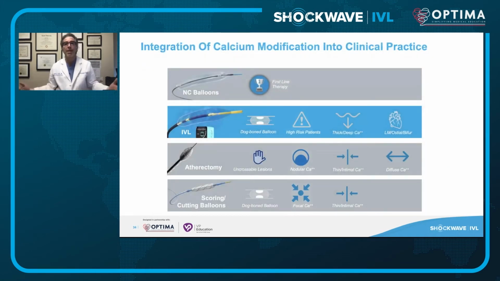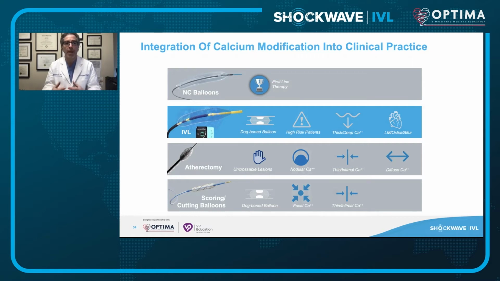So in summary then, how should we integrate calcium modification into clinical practice? I've just highlighted here the different technologies. NC balloon is your first-line therapy, particularly if you're using a practical pre-dilatation approach. NC balloons will work with superficial calcification that is not circumferential, or not more than 180 degrees, that is not thick and is not terribly long.